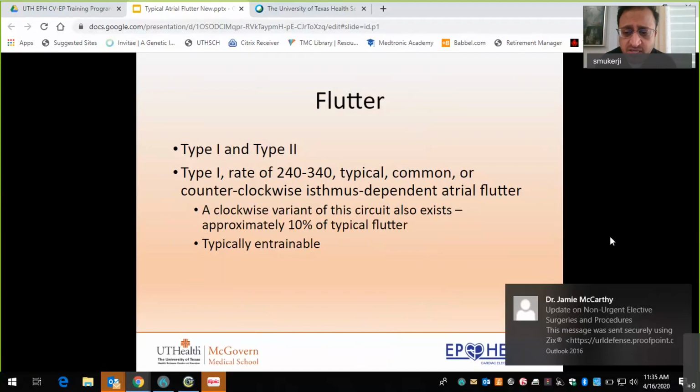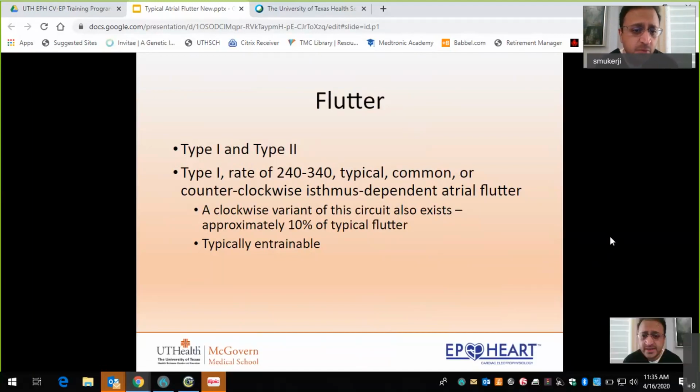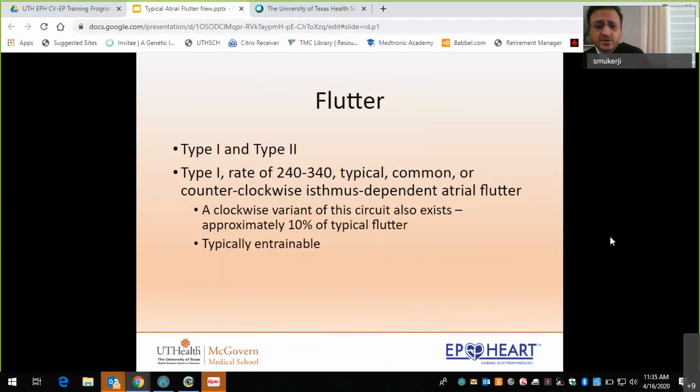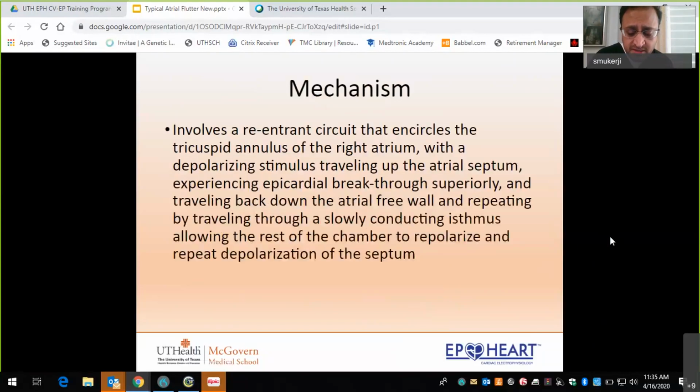discussion purposes, type 1, as you see in the slide, typically was a faster kind of atrial flutter, and most often than not, it included the counterclockwise flutters, and more importantly, most importantly, I should say, these flutters are entrained. That gives you an idea of the mechanism.